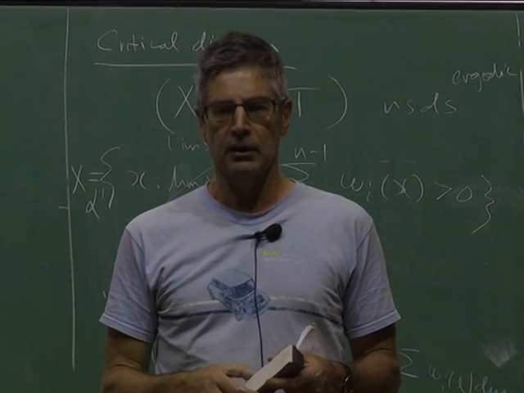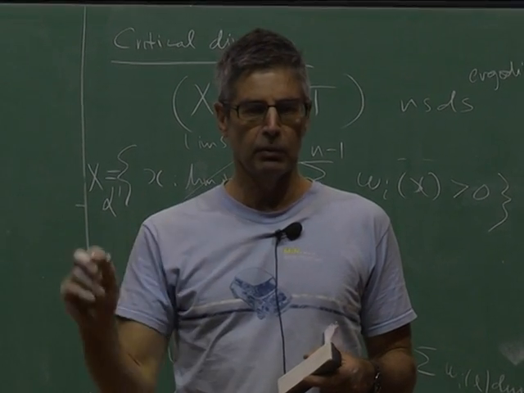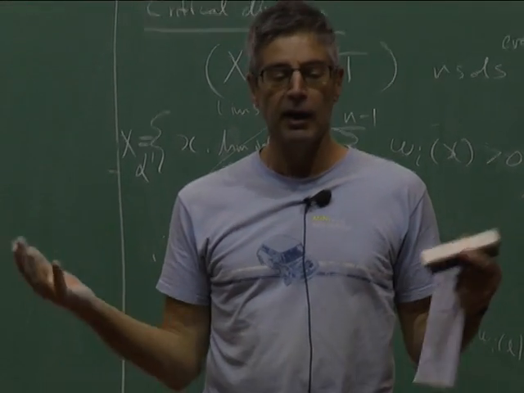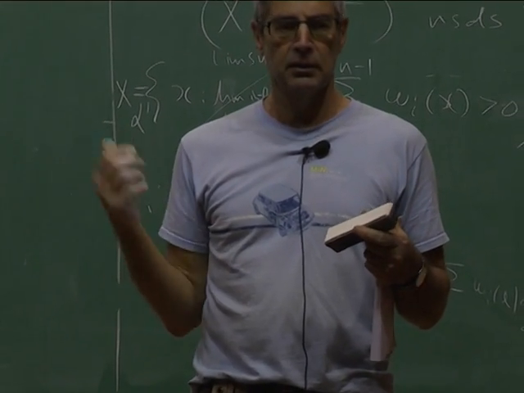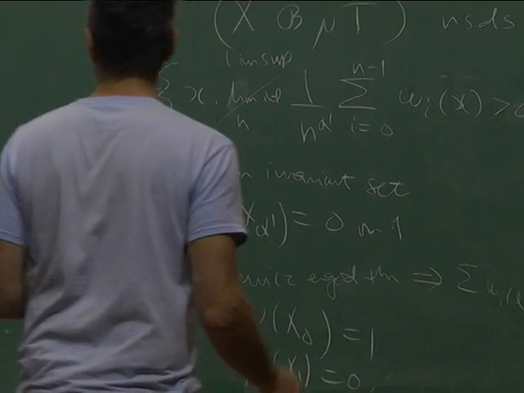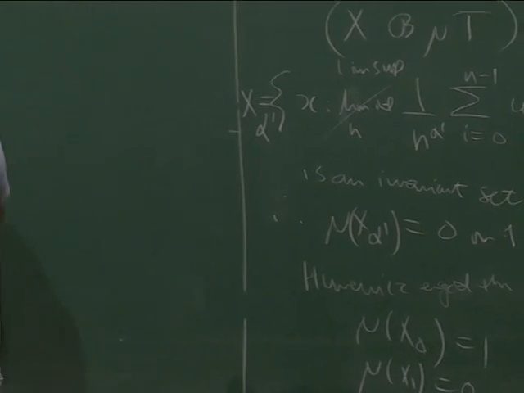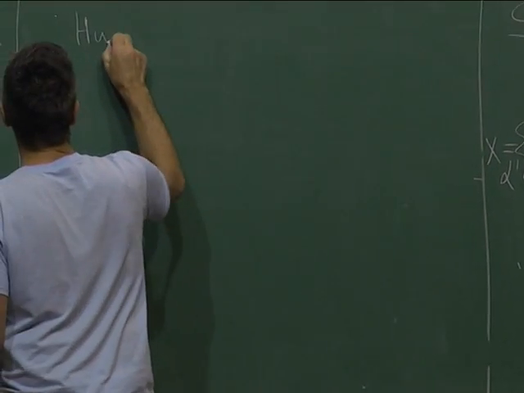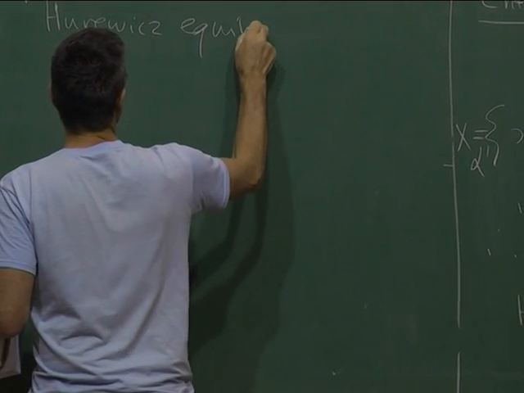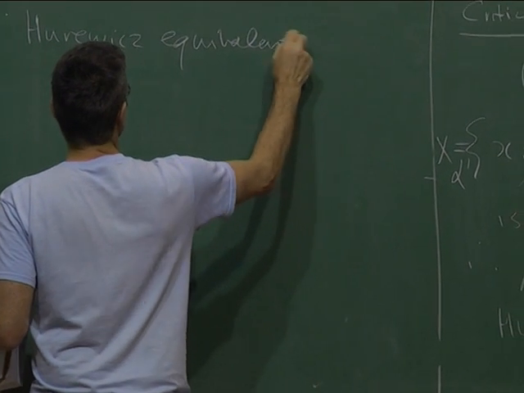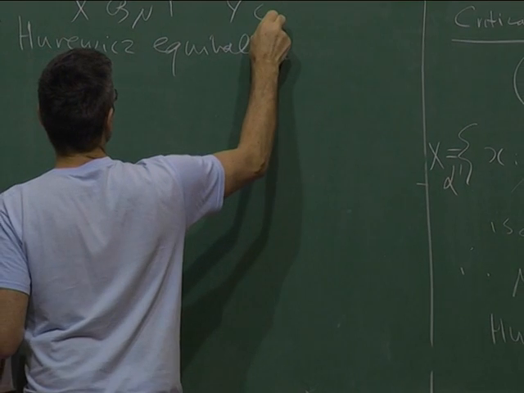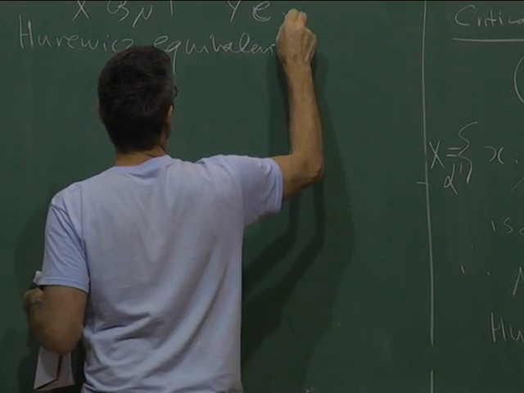So don't go imagining that this is an invariant of orbit equivalence. But there ought to be some kind of map that preserves the critical dimension. And, well, we've called it Hurewicz equivalence. So X, B, mu, T; Y, C, nu, S.